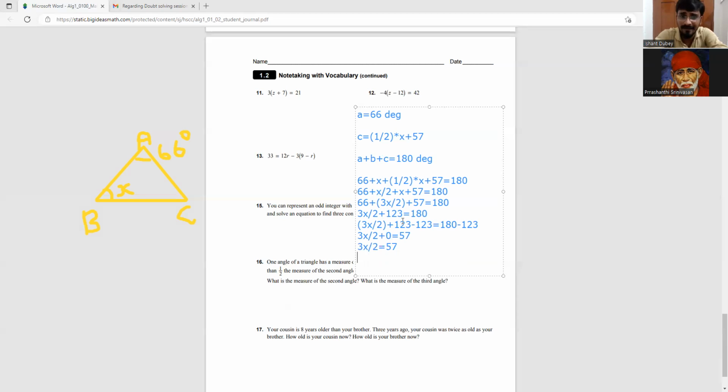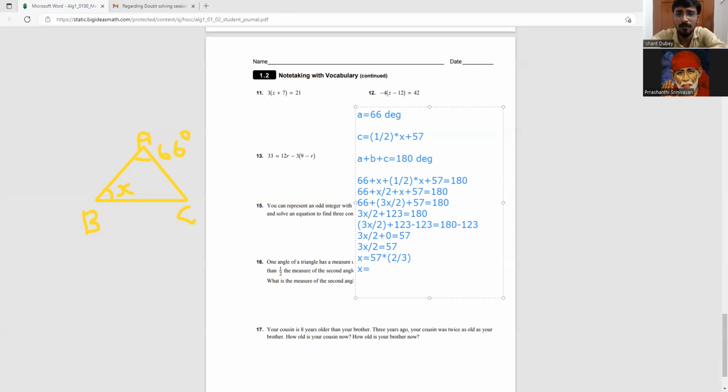So what I'm doing here, on the left-hand side, I'm multiplying with 2 by 3. So on the right-hand side also, what do I have to do? I have to multiply with 2 by 3. So x equals, what will I get? 57 into, within brackets, let me write 2 by 3. Is it correct? Yes, sir. Okay, so how much will x equal?